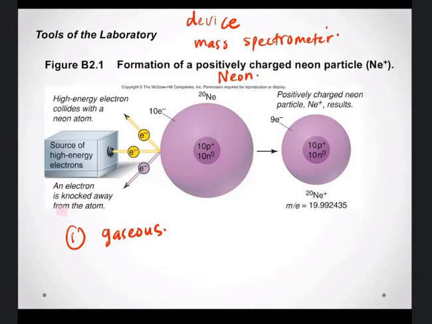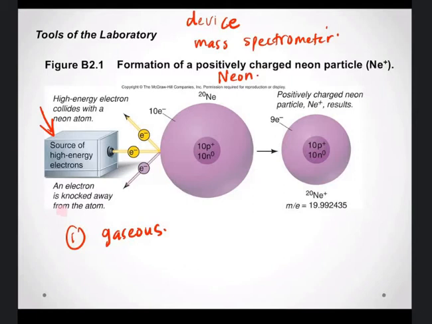So what we can do is the gaseous sample of neon will be injected into mass spectrometer. Kita inject dia kat dalam tu. And then inside the mass spectrometer, we are going to have a source of very high energy beam. Okay, so this source of high energy beams or electrons will collide with the neon atoms. Dia berlanggar dengan neon atoms, okay.